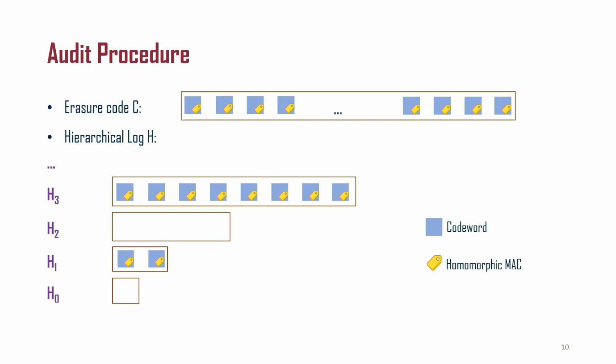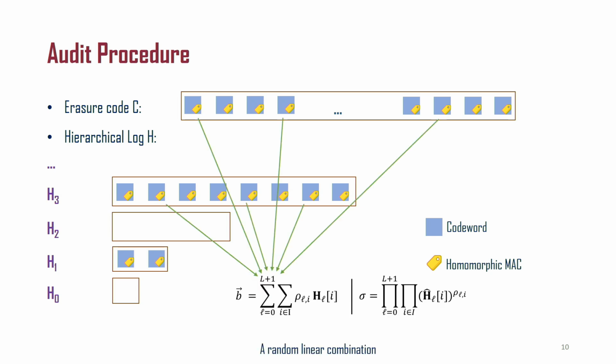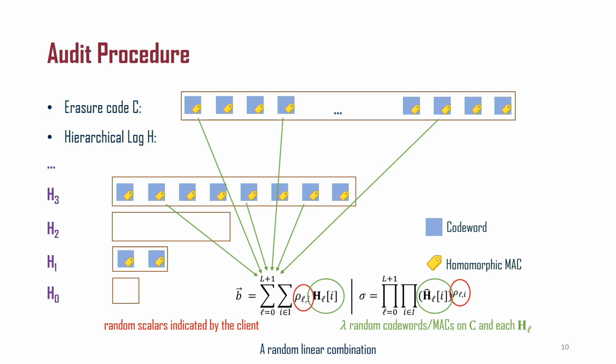So our audit procedure works as follows. In erasure code C and each level of hierarchical log H, we choose lambda random code words and their mark commitments. Then we compute the aggregated code words and its mark value, sigma, as the formulas shown here. Rho_i here are random scalars indicated by the client. These scalar values can be generated from a random seed value. We can consider this as a random linear combination of code words and its homomorphic mark.